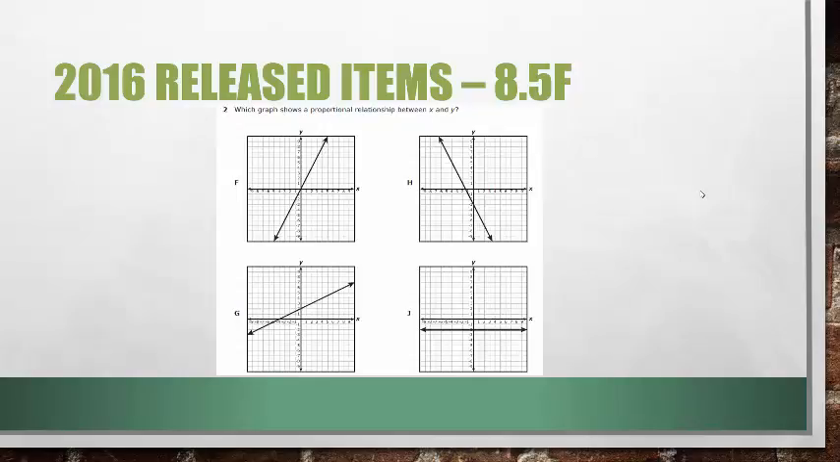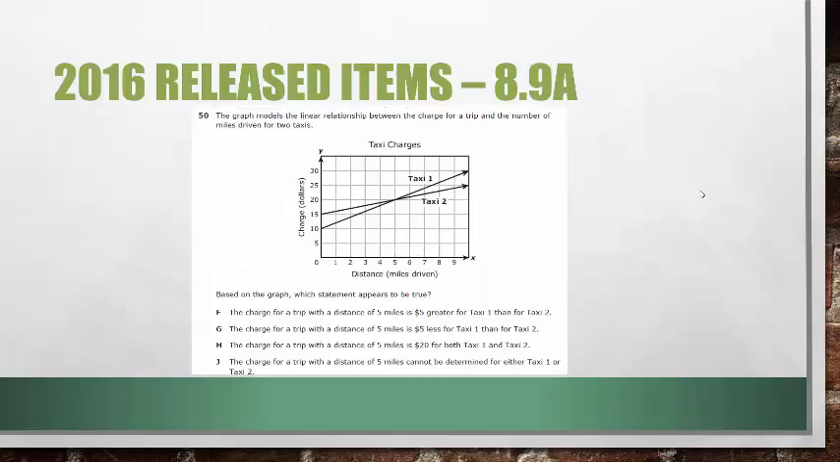Okay, in 2016, we had a release of 8.5F, and our students did really well on this one, so kudos to our teachers. It is linked with Process Standards 1B, 1E, 1F, and the correct answer is F. And finally, we have TEKS 8.9a. It is released item 50, linked to Process Skills 1A, 1B, 1E, 1G, with the correct answer being H. And our students did a pretty good job on this one, so good job, team.